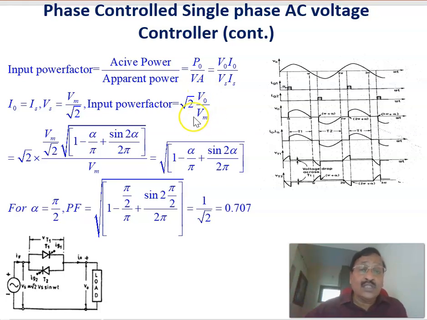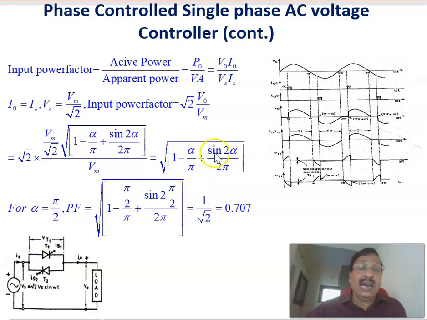We substitute what we already derived in the previous slide as the RMS value of the output voltage. Therefore, V0 is substituted here as Vm by root 2 into the square root of 1 minus alpha by pi plus sin 2 alpha by 2 pi, divided by Vm by root 2. If you substitute, we get the square root of 1 minus alpha by pi plus sin 2 alpha divided by 2 pi. This is the power factor at the input side.